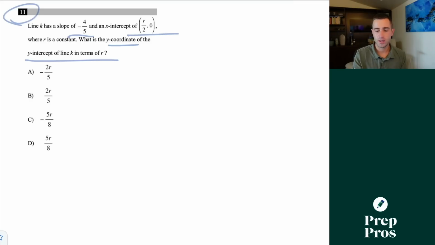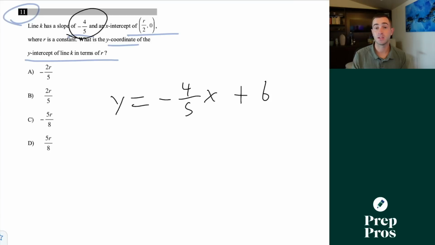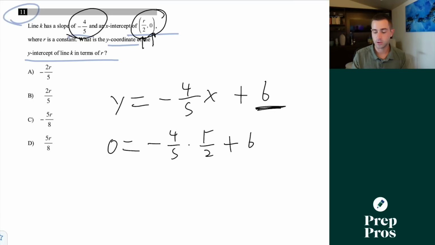Now what we always want to think about is anytime we're given the slope, we can always solve for the y-intercept by plugging the slope in, and we're just going to write plus b because it's y equals mx plus b. Whether they give you an x-intercept or any point on the line, this always gives us x and y values we can plug in so we can solve for b. So we plug in 0 for y, and we plug in r over 2 for x, and now we can solve for b.